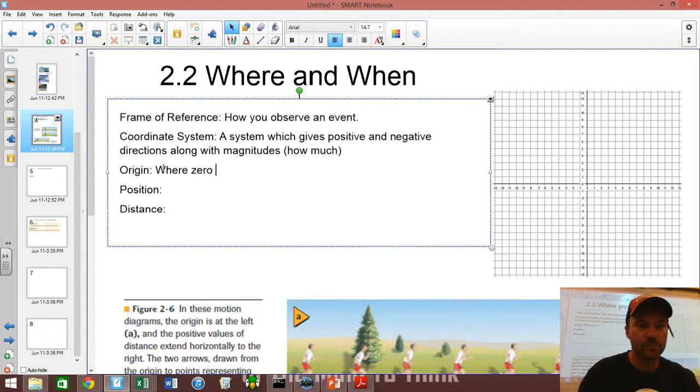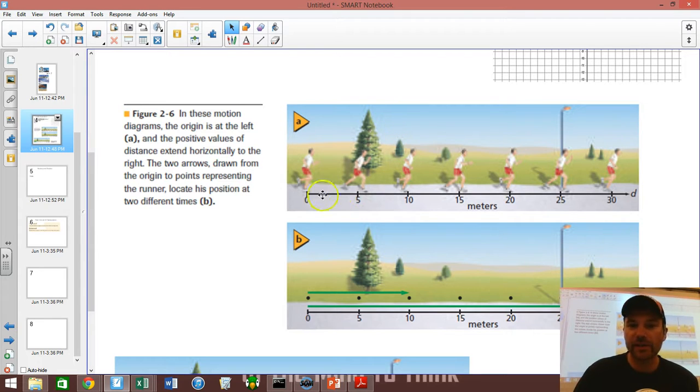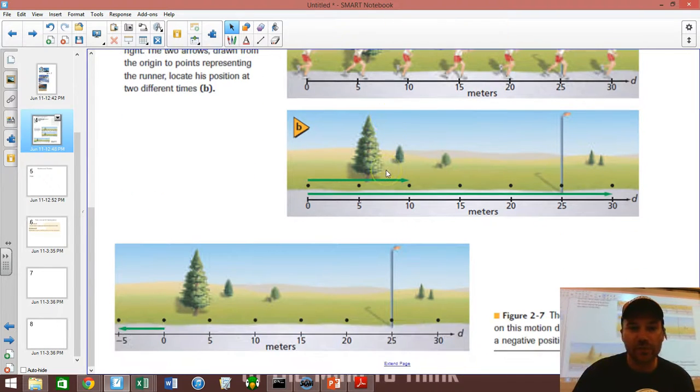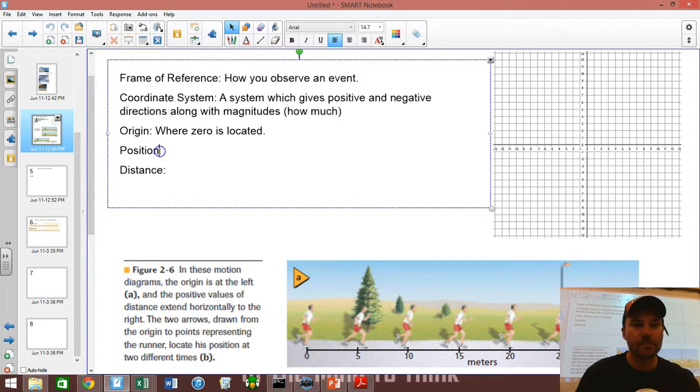0 is located. So for instance, if you look down below here, I've got a picture of people running. The 0 is located right here. Here is the origin. Going to the right is going to give you positive amounts. And if you look at this one right below here, here's 0, that origin again, but this time you can move in the left and go negative. So you can have a negative displacement and you can have a negative distance.